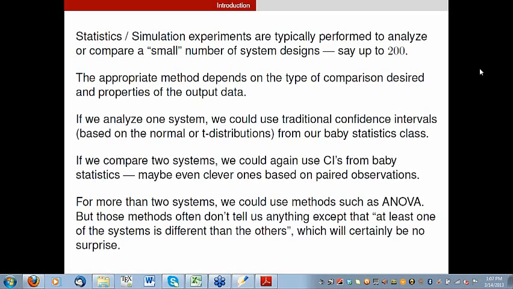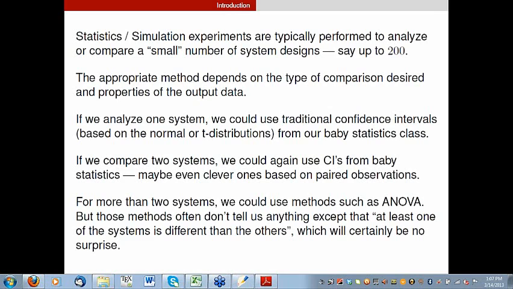When I took my first baby stats class, one of the first things they teach you is that when you're analyzing one system, like in my beer example, you could use confidence intervals. If you've had a statistics class before, then you probably learned about the t distribution and the normal distribution, and those are used to give confidence intervals on a particular parameter like the mean of your output.